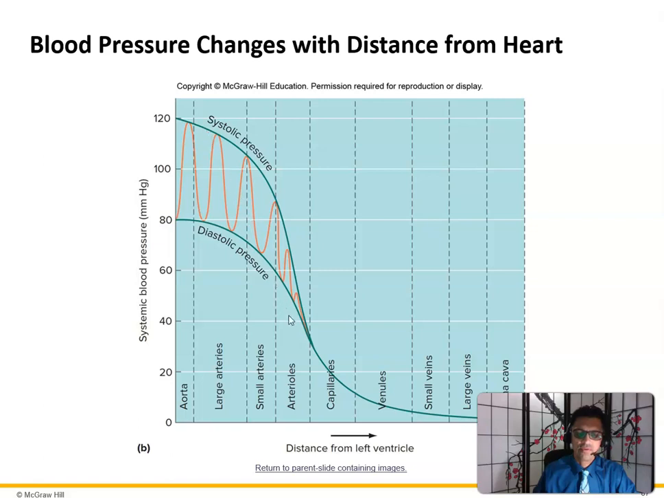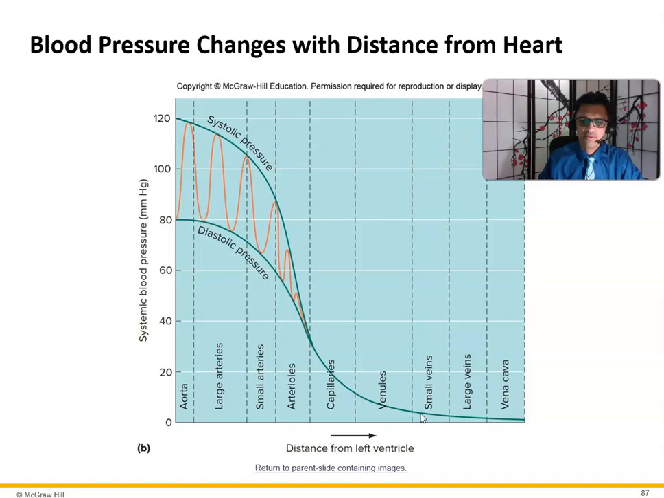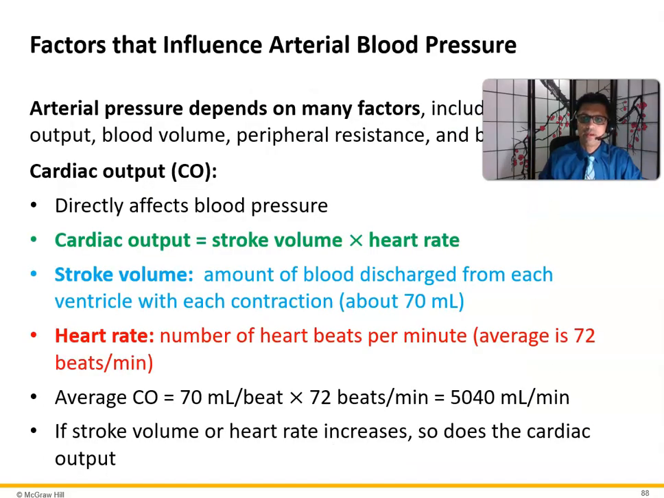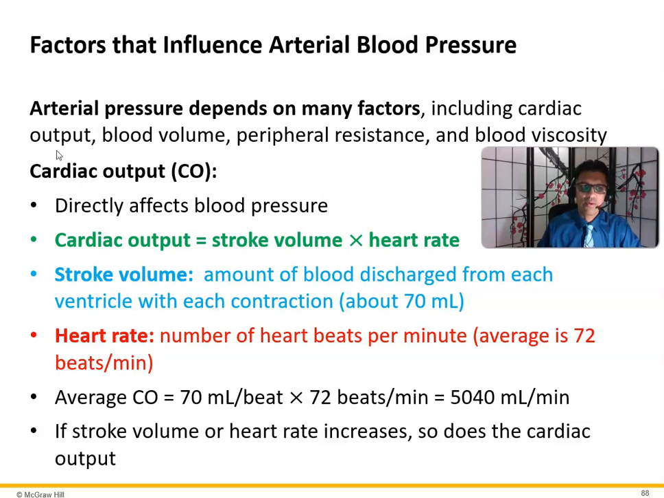So here's your 120 over 80, and that's in your aorta and your large arteries. But as you go further away, if you look at the superior vena cava, your blood pressure is very low. So the blood pressure is highest in the aorta and lowest in your vena cava. Arterial blood pressure depends on many factors, including cardiac output, blood volume, peripheral resistance, and blood viscosity. That's how thick it is.